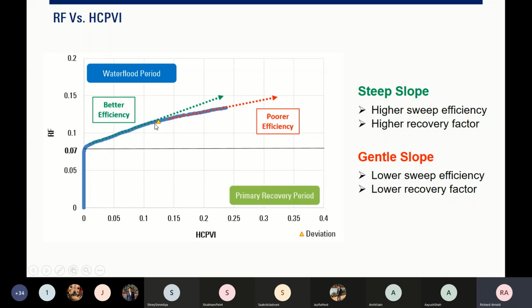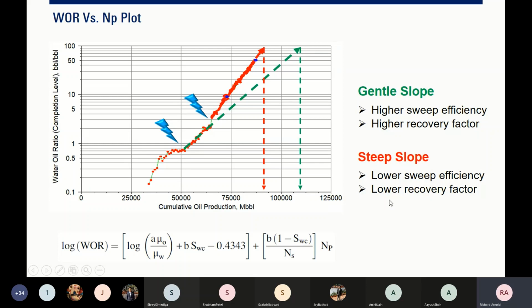We need to actually go back and read our production history, operation history, to know what really happened around this time. They change the slope, that changes the sweep efficiency. Okay, finally, it follows this poor efficiency line. Unfortunately, it will give you lower sweep efficiency and of course lower recovery factor. Again, you can construct also water oil ratio against cumulative oil production plot.